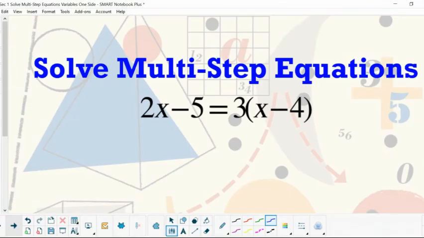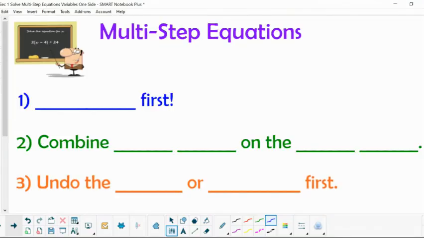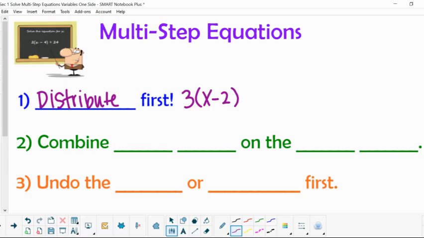But there's a couple things we have to do first before we start undoing. So we have a new list of things we do. So everybody will get to that new list in your notes. Let's fill it in. If you ever have something sitting next to a parenthesis, that is your first job. So on number 1, you put in there, you're going to distribute first. And I would just put a little example reminding you what distributing means. So if you have that in your problem, you've got to do that first. If you have a number sitting next to a parenthesis, that's your very first job, no matter what.